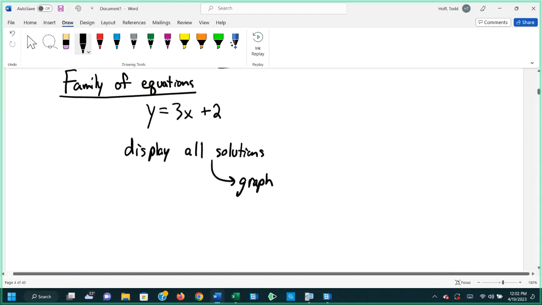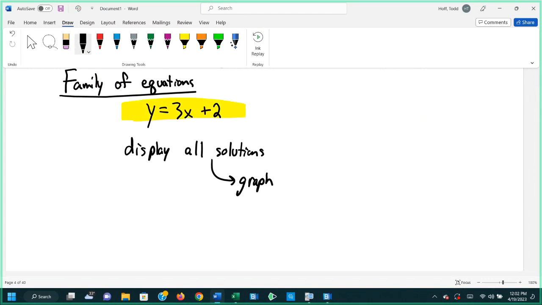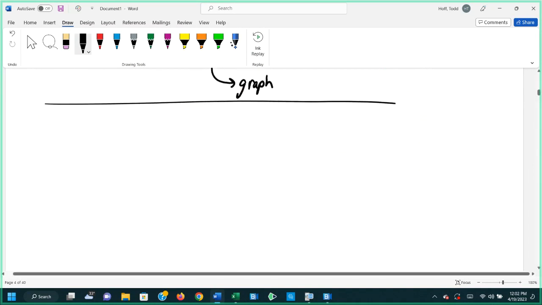And one of the ways we can do that is we can work at plotting points. Now, many of you, this is a simple linear equation. Many of you can probably look at that and have it graphed before I can even write down the equation. But let's work our way up to that shortcut.